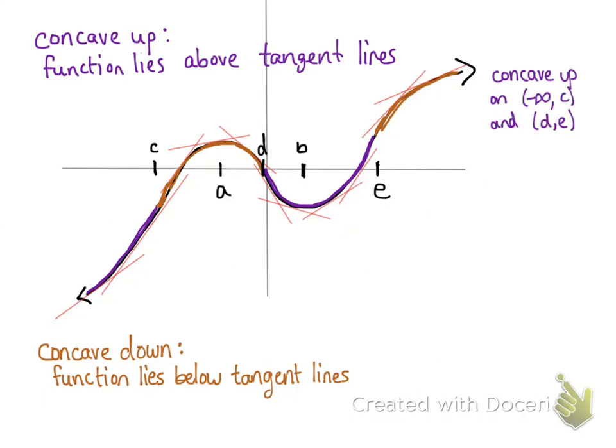Just like before, we talk about intervals. So this graph is concave up on the interval from -infinity to c, and also on the interval from d to e. And the graph is concave down on the interval from c to d, and the interval from e to positive infinity.